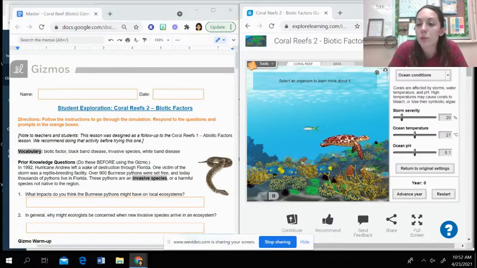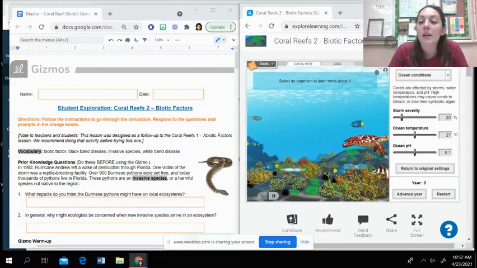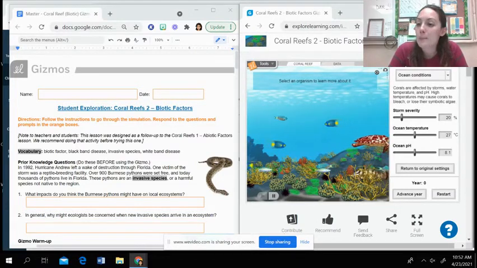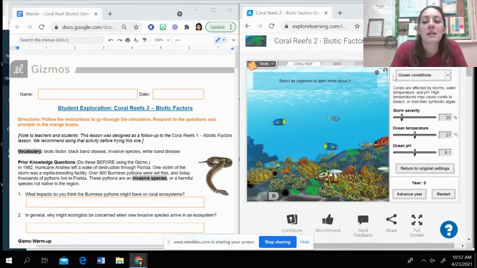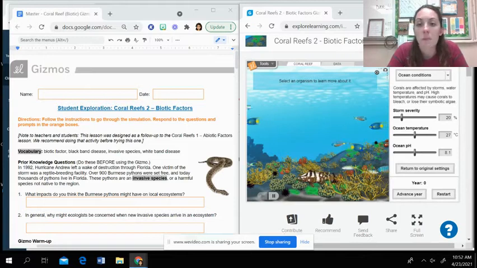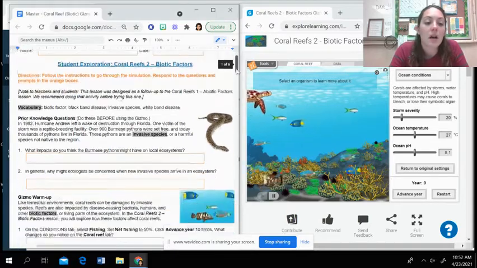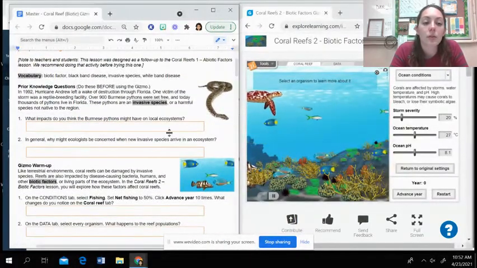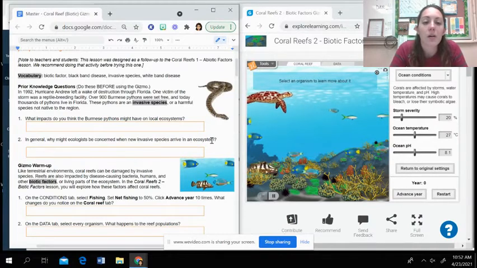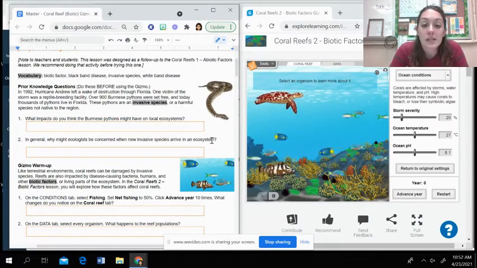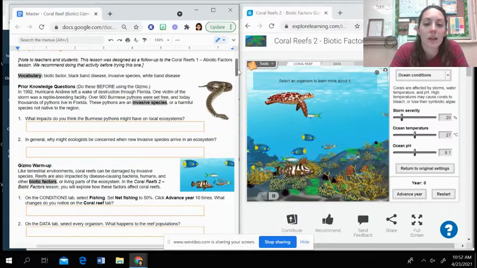We are still working through coral reefs, so it's the same setup as when we did the abiotic factors, same tabs and variables that we can change, same species in the coral reef ecosystem as well. So you should be familiar with some of their information. So what we're going to be looking at today, you guys are going to work through the prior knowledge questions talking about how invasive species might affect ecosystems and what they could do.